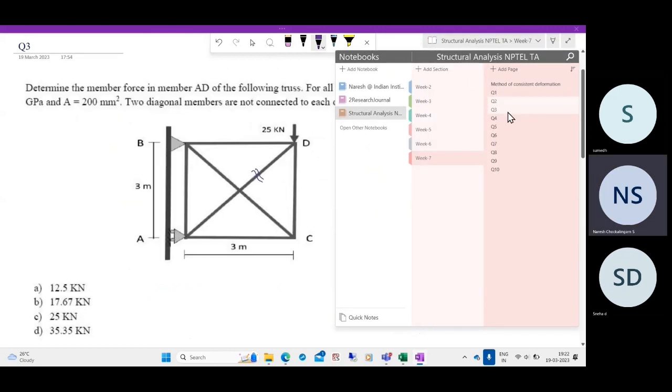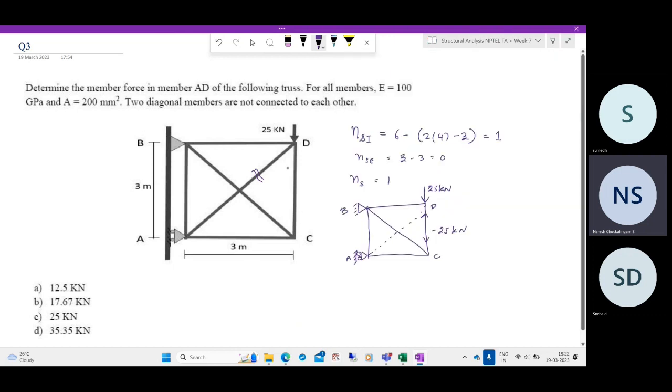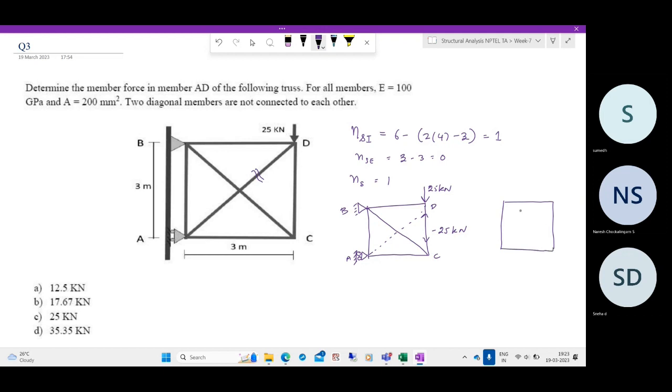Now in problem 3, we are again asked to determine the member force in the member AD. So to determine that, we cut off the member AD as we did in the first problem and replace it with a combination of two structures, where one is the primary structure with the applied load and the other is the primary structure with the extra force FAD. So here we have FAD.